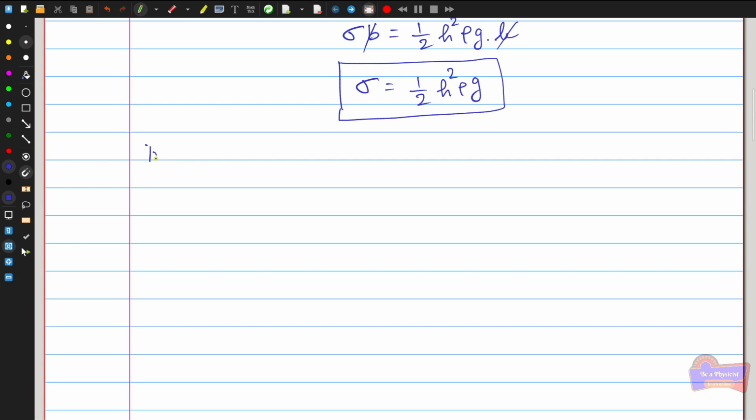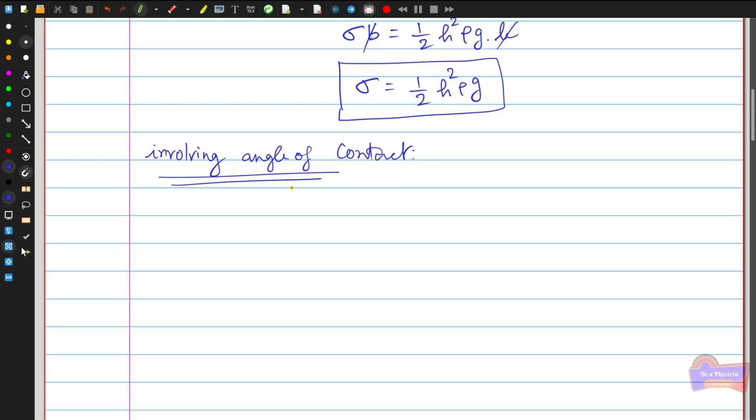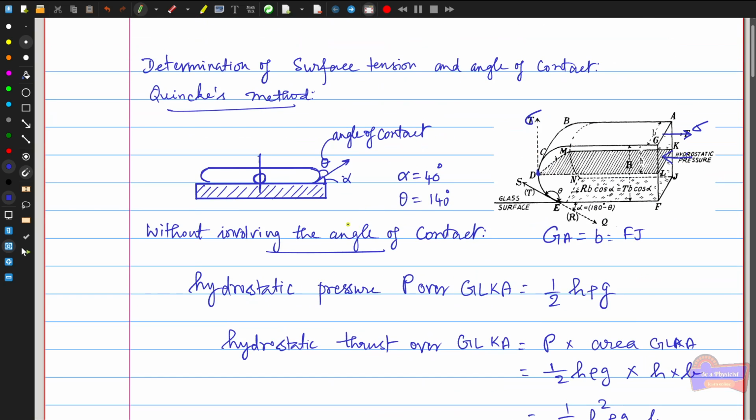So the second method involves the angle of contact to find out the surface tension. For this case, we are going to consider the whole slice. For the past case, we considered only part of the slice. But if we take the angle of contact into account, we are going to consider the whole slice for our calculation.